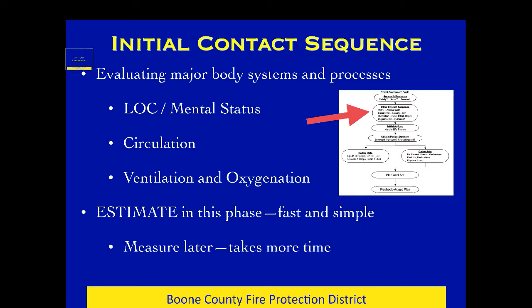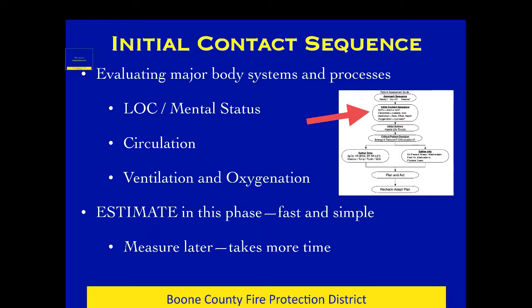The initial contact sequence is all about evaluating major body systems: neurological, circulatory, respiratory. So we're going to check their level of consciousness, which is different than their mental status. But basically, it's a level of consciousness check. Is the person alert or not? If they're not alert, then we need to consider airway control early on. And then we're going to evaluate circulation, ventilation, oxygenation.